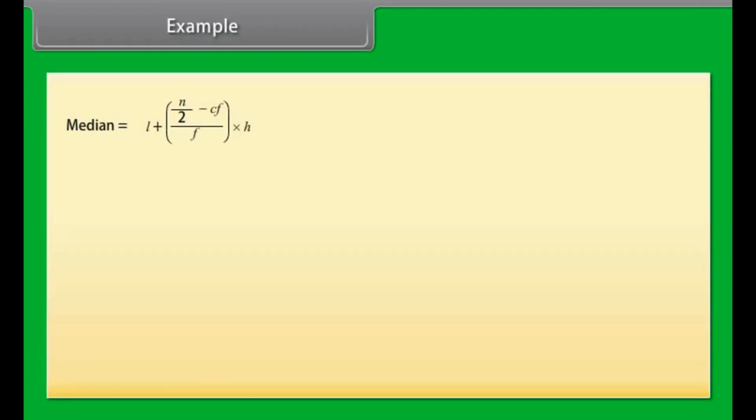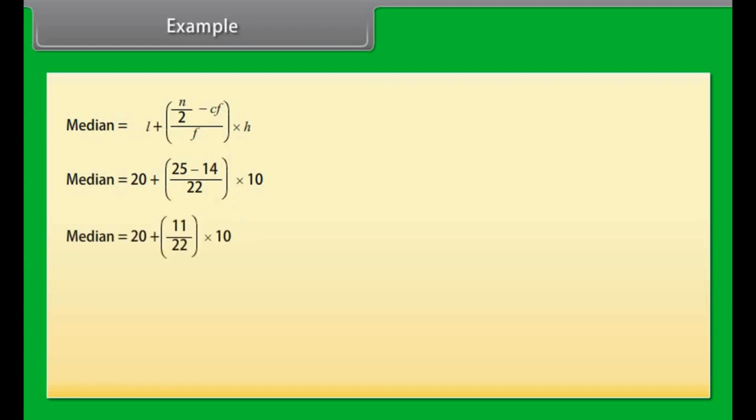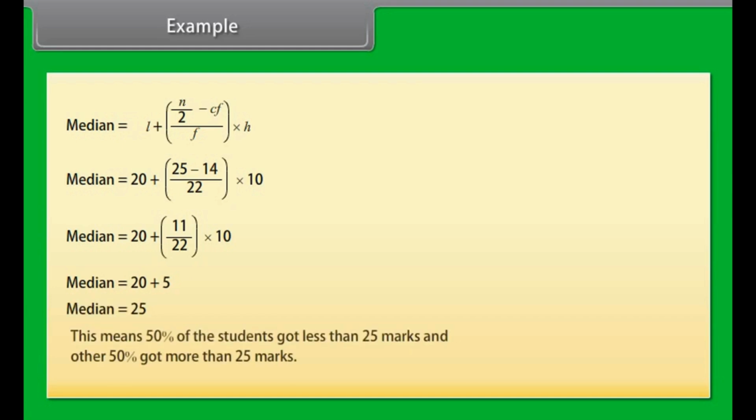L plus n by 2 minus CF, that is divided by f and multiplied by h. Median equals 20 plus (25 minus 14) by 22 into 10. 20 plus 11 by 22 into 10. Median is equal to 20 plus 5, which equals 25. This means 50% of the students got less than 25 marks and the other 50% got more than 25 marks.